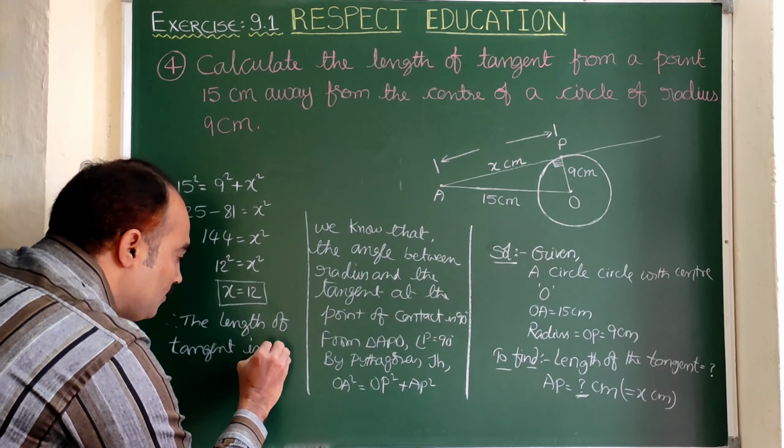Now let us see question number 5. Prove that the tangents to a circle at the end points of a diameter are parallel. So here first let us draw a circle.